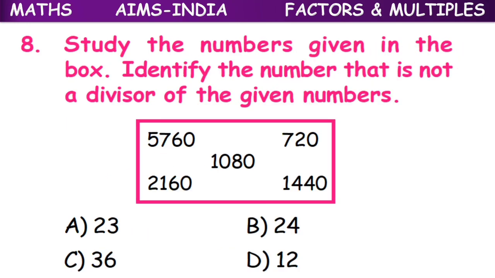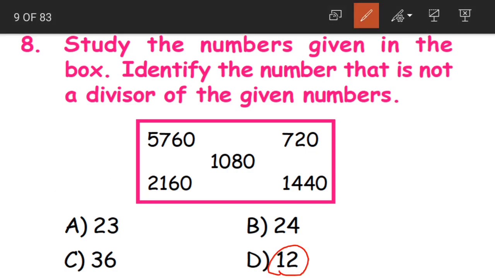Next, question 8. Study the numbers given in the box. Identify the number that is not a divisor of the following numbers. Now see, option A 23, B 24, C 36 and D is 12. Now even without looking at the numbers here, we can answer this, children. How? If you look at the options carefully, 12, 24, 36, all these are multiples of the number 12. 12 ones are 12, 12 twos are 24, 12 threes are 36.